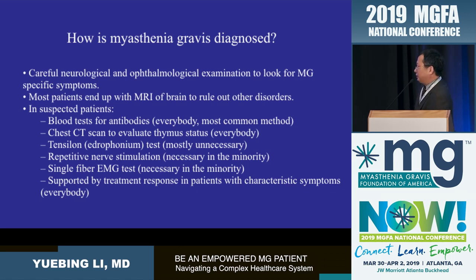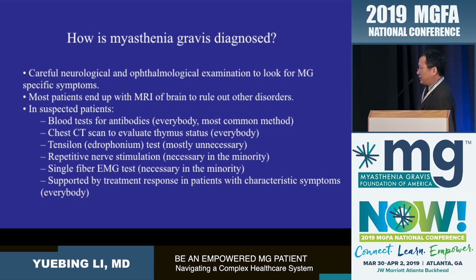Repetitive nerve stimulation is necessary in the minority. What do you mean by minority? Some people may have a borderline antibody test. They may not have specific MG symptoms. Or you came to the hospital urgently. The antibody takes about 2 weeks or 10 days to come in. The doctors need a result as soon as possible. The single fiber EMG test is mostly unnecessary if you have significant symptoms.